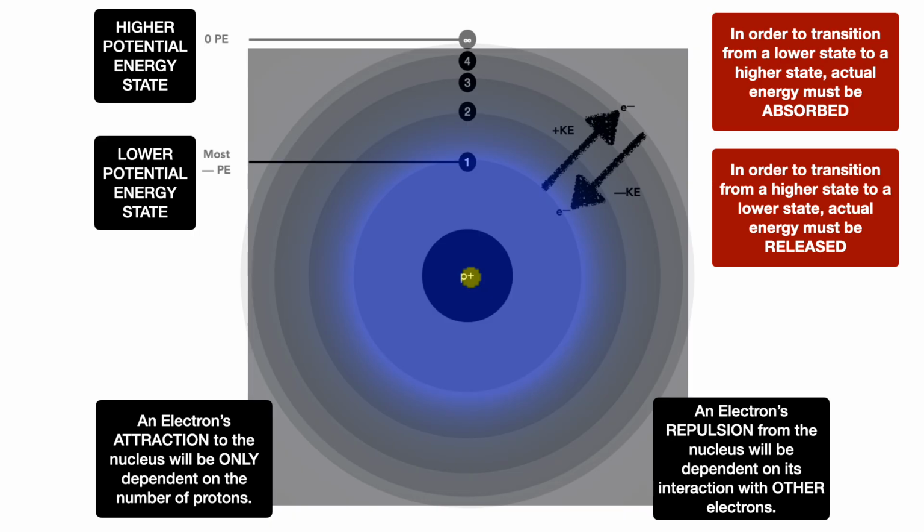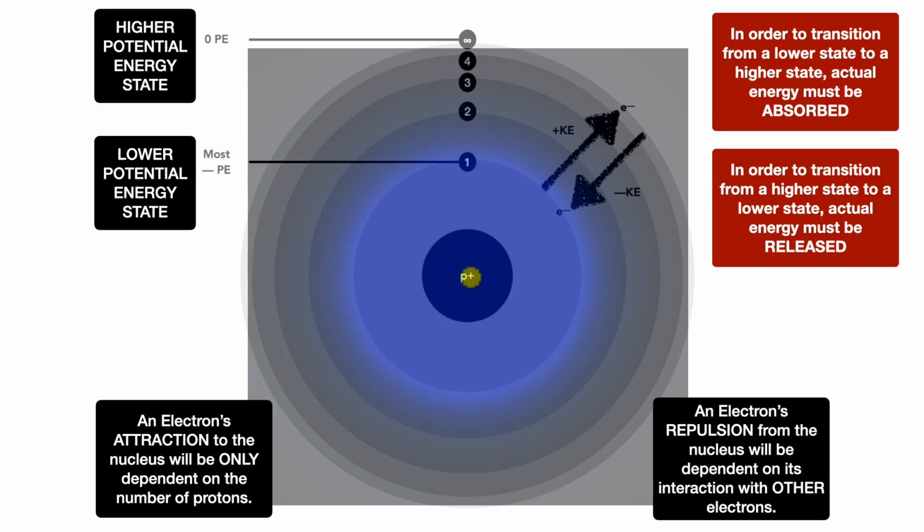Actual energy, kinetic energy, is always what is manifest. It is associated with transitions, with movement. So potential energy refers to states versus kinetic energy, a change in states.